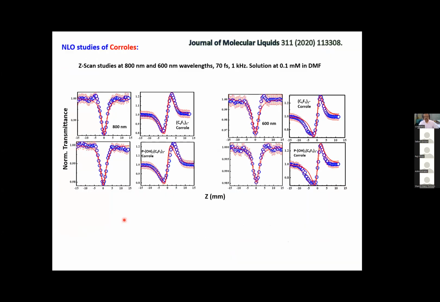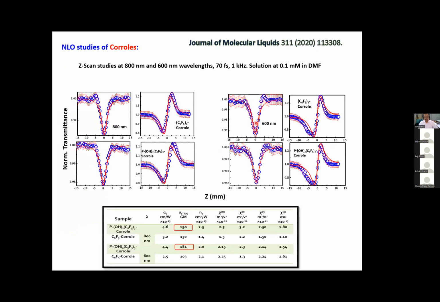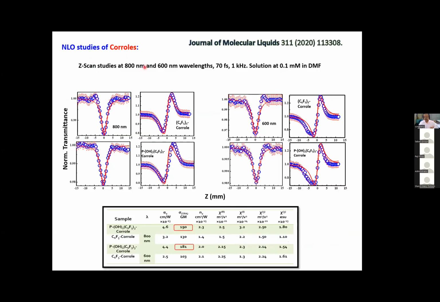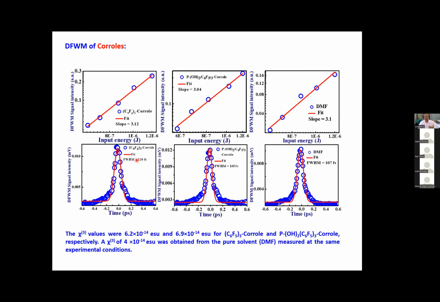I'll go to the NLO part. So we have done it at both 800 and 600 nanometers, and we have seen that about 190 and 180 is the two-photon absorption cross-section. Again, when we do these studies, we get alpha 2, we get n2, we get the real part, imaginary part, and the total chi-square. So we evaluate the complete NLO, and we can also compare with the actual DFWM. As I said, DFWM will give you the total magnitude. We get the total magnitude from this also. We can compare and see both of them match very well.